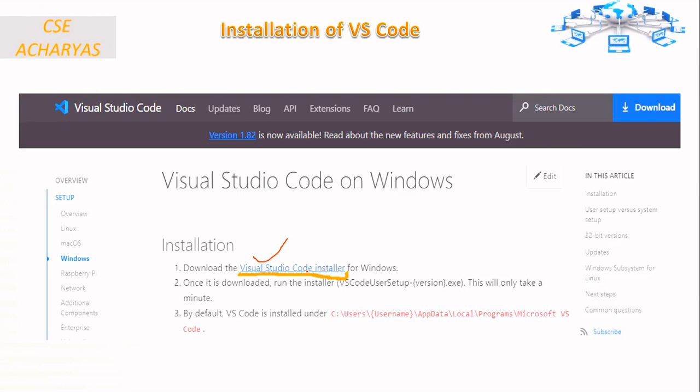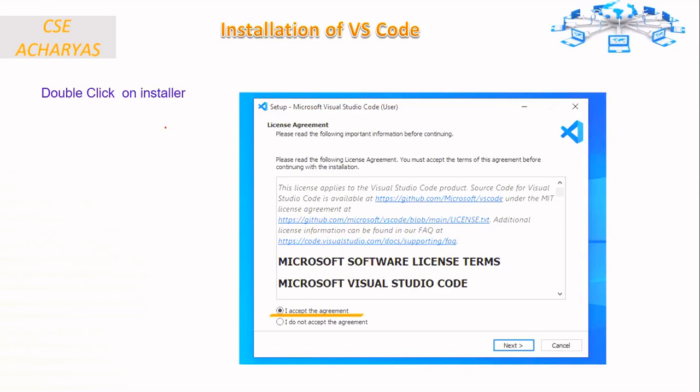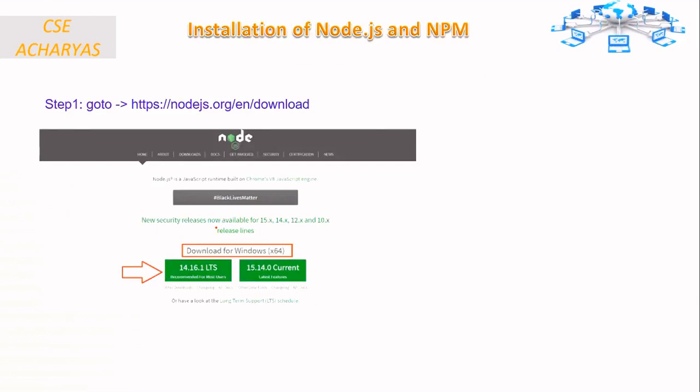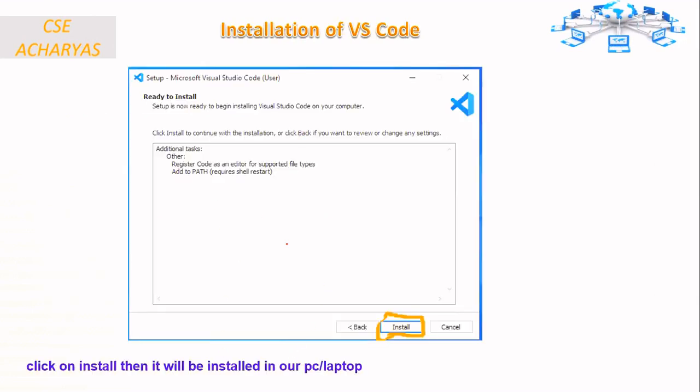Once that installer got downloaded in the PC, we have to click on that. Once you click on that installer, automatically you'll get this window. After getting this window, it shows I accept the agreement. Once you choose that, click on next. Then you have to click on install. Automatically it gets installed into our PC or laptop. This is the way to install the Visual Studio editor. Most of the web developers are using Visual Studio Code as an easy way to design a web page and develop web applications.